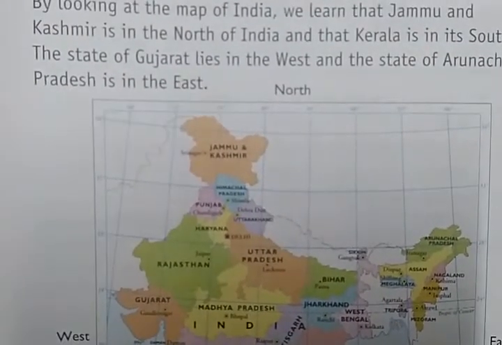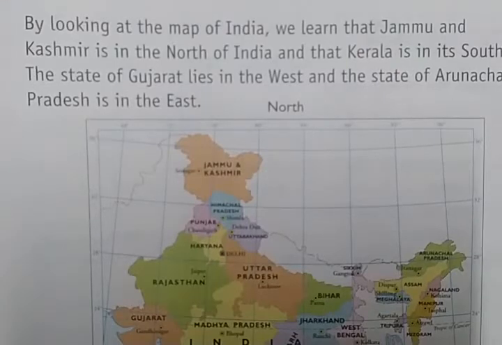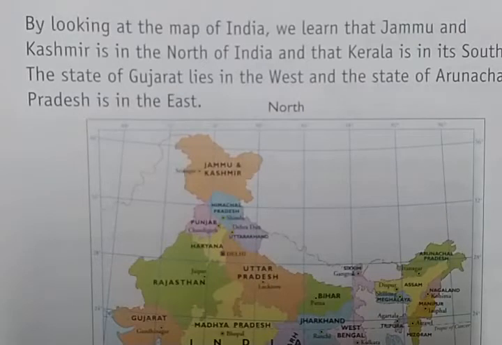By looking at the map, we learned that Jammu and Kashmir is in the north of India and that Kerala is in its south. The state of Gujarat lies in the west and the state of Arunachal Pradesh is in the east.